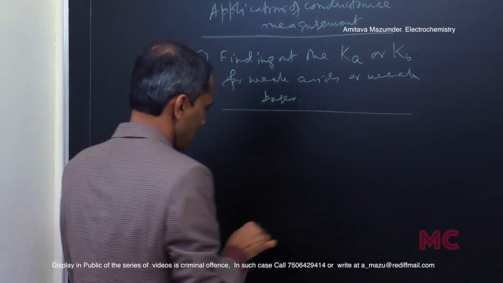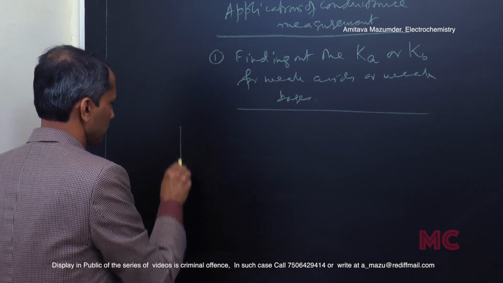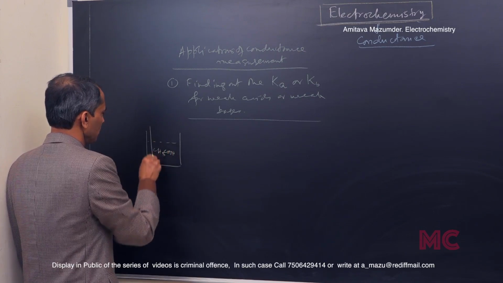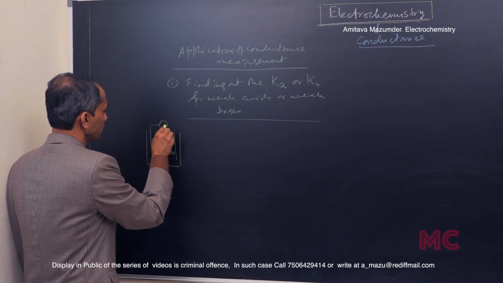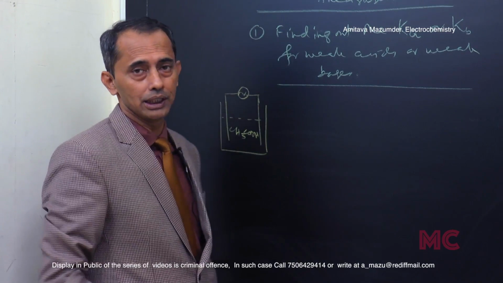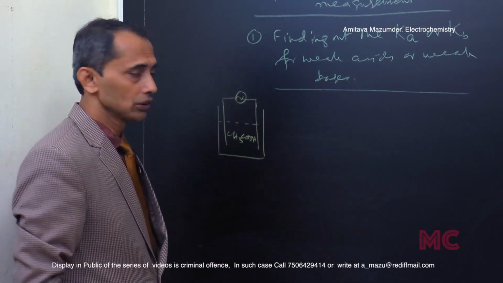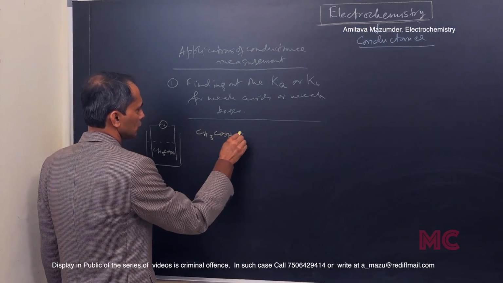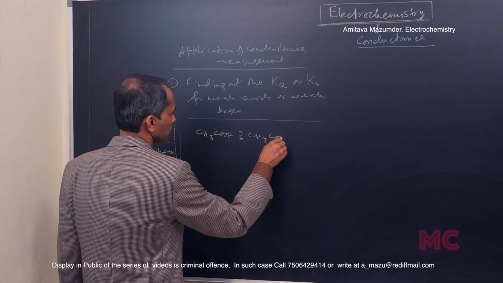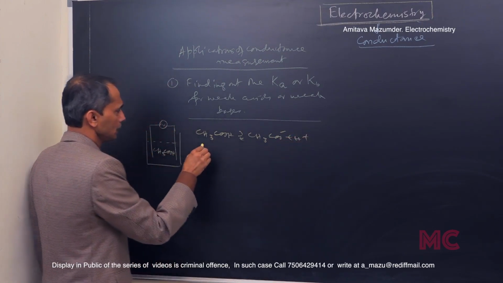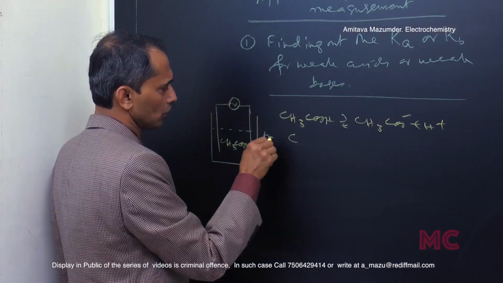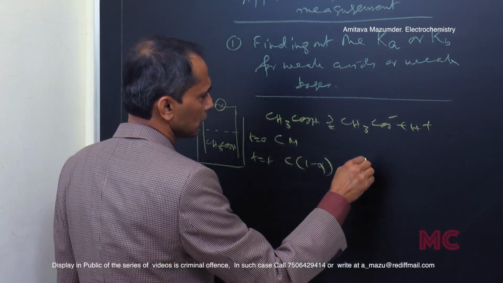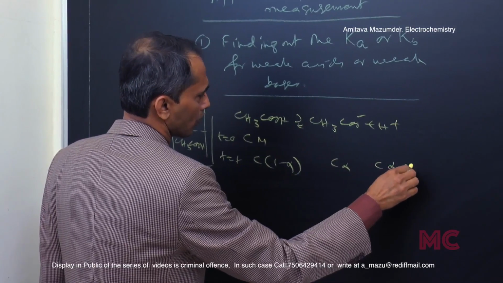For example, let's say in this container we are taking acetic acid, having 2 electrodes like this. Of course I will be measuring with AC current because there shouldn't be any electrolysis. So if I talk about acetic acid, CH3COOH gives CH3COO minus plus H plus. Initially at t equal to 0 it is C molar, and at t equal to t, it is C into (1 minus alpha) and C alpha molar.